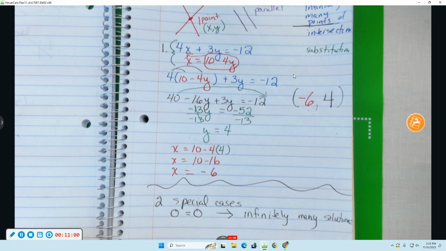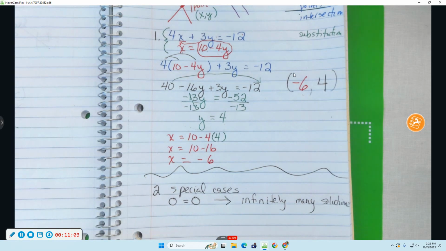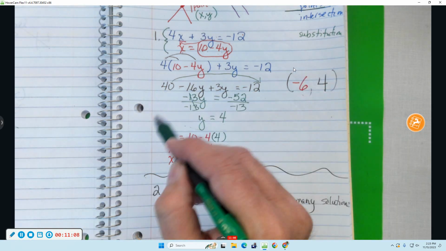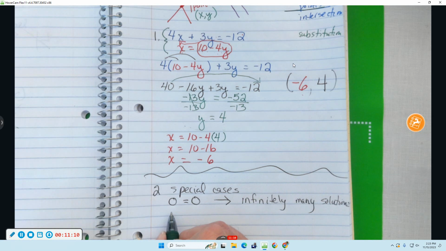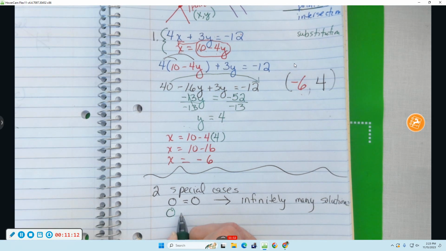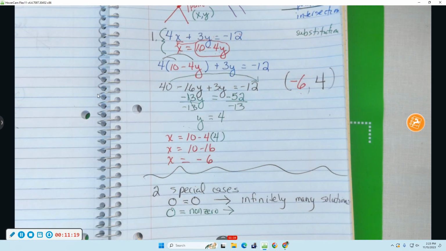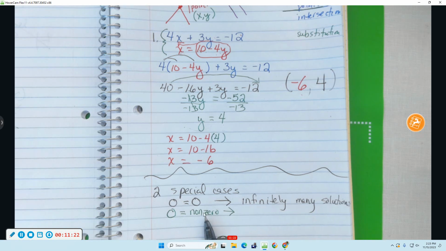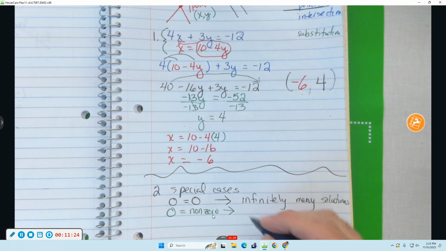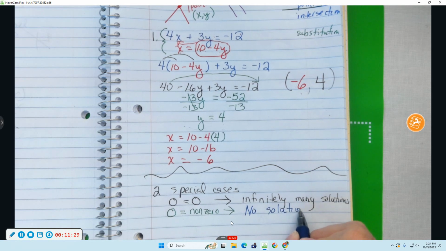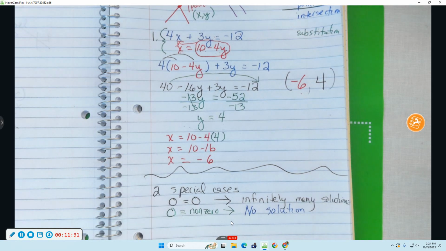Now, if, on the other hand, when you're going through all this work, everything subtracts out and you have a 0 on one side and another number on the other side that's not 0. Well, when does 0 equal a number that isn't 0? Never. That means the lines never intersect. They're parallel. No solution.